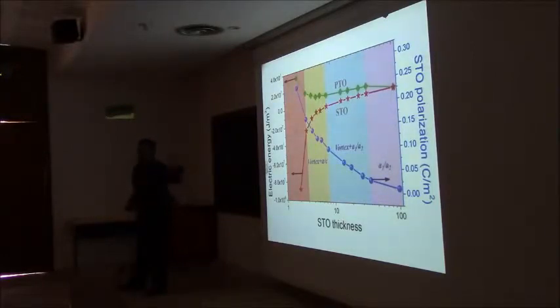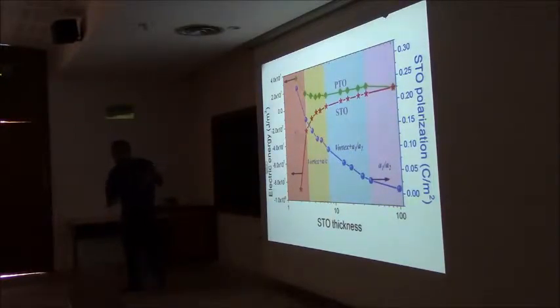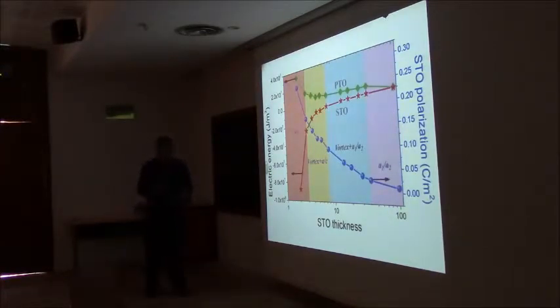With lead titanate, of course, our TC is much lower. It's only about 450, 490 degrees centigrade. We grow this at 650 degrees centigrade, so it's difficult. But that's a really good question. What happens if I now grow it into the polar phase?